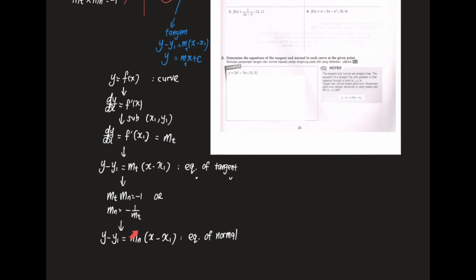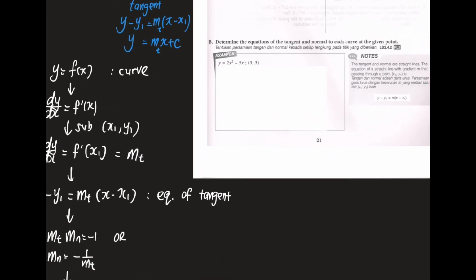So we have to do so many steps to find the equation of tangent and normal. Okay, let's start. First step, dy dx. Let's do it. dy dx equals 4x minus 5. Second step, substitute the x coordinate into dy dx. Then you get the gradient of tangent.